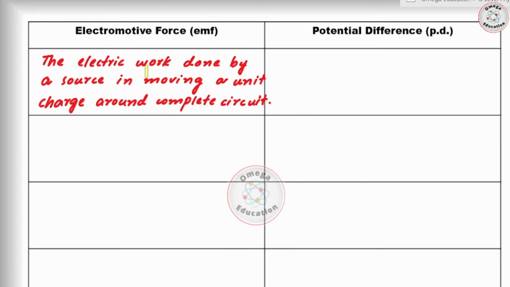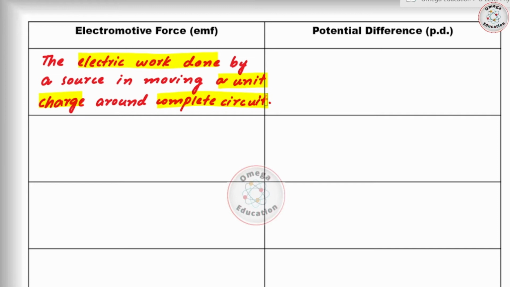Now, what are the key terms? The key words are electric work done by a source in moving a unit charge. That's another key word: around a complete circuit. Complete circuit is another thing that differentiates electromotive force from the potential difference.